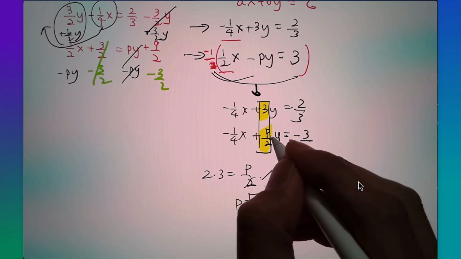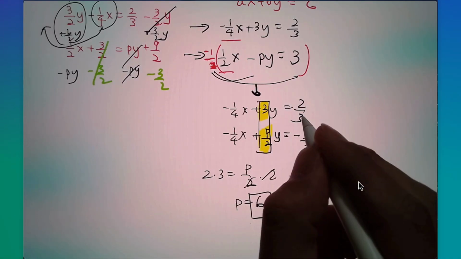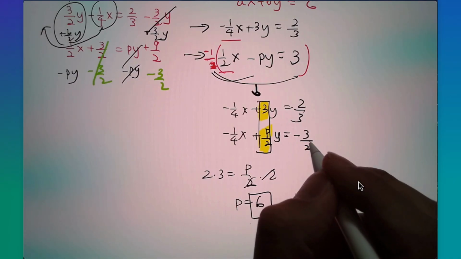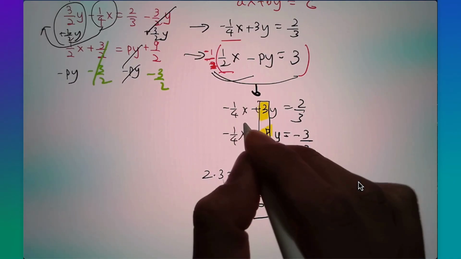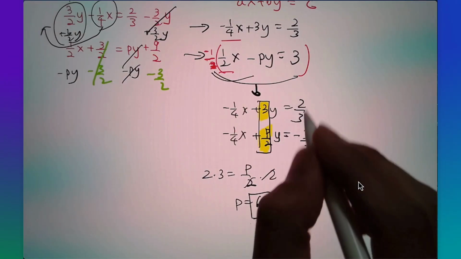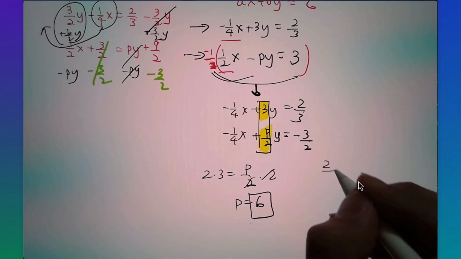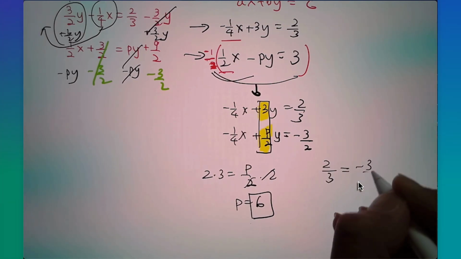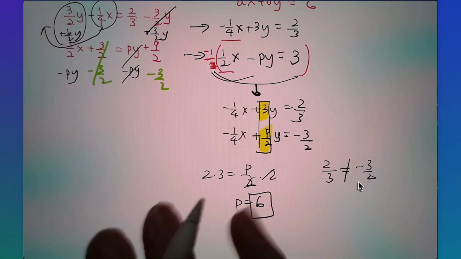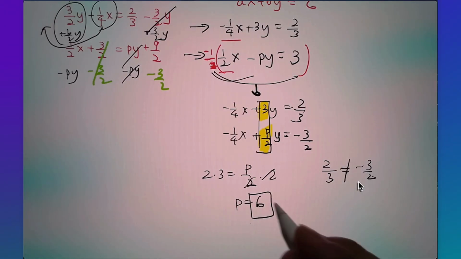You can say the transitive property of equality: if a equals b and a equals c, then b equals c. Or you can also use substitution, because now the left sides of both equations will be the same. You can substitute the bottom equation with 2/3, and then it concludes as 2/3 equals negative 3/2? Absolutely not. So under all circumstances, whatever x and y you try to achieve, nothing is going to be the same. So p equals 6 should be the answer.